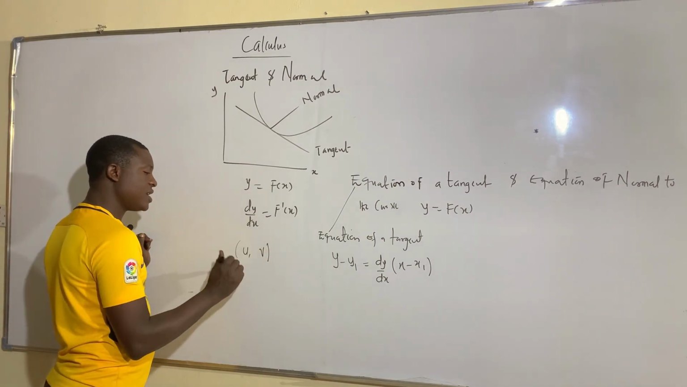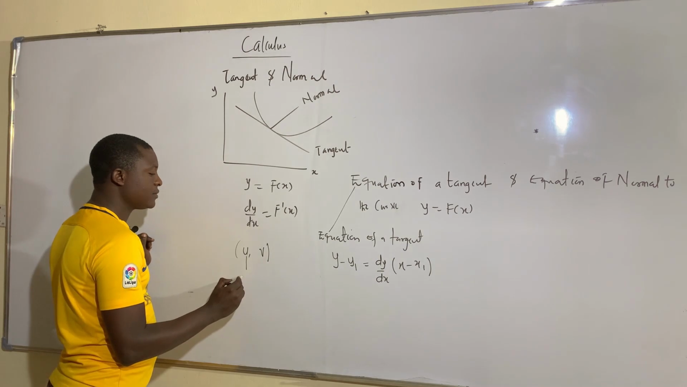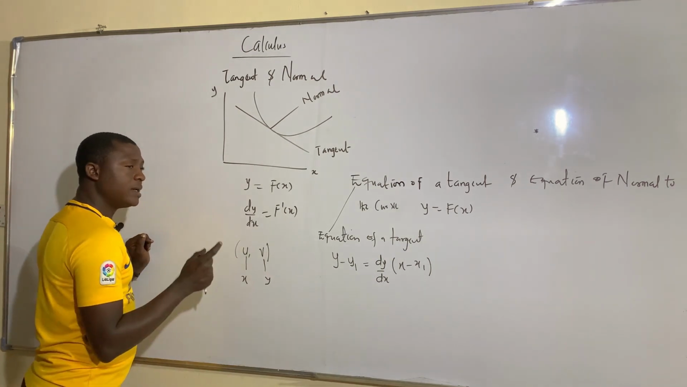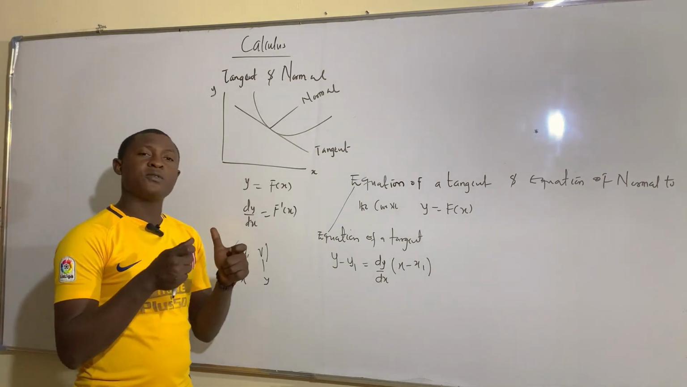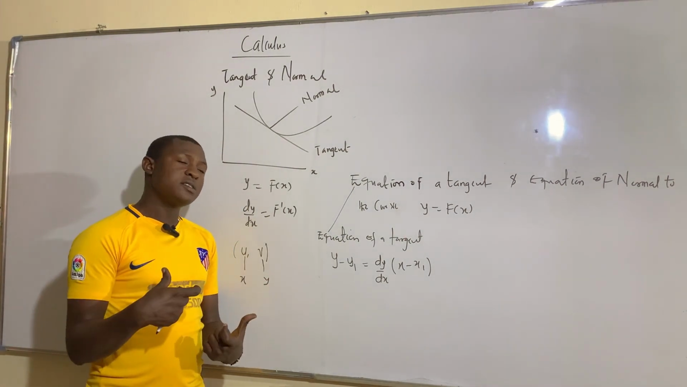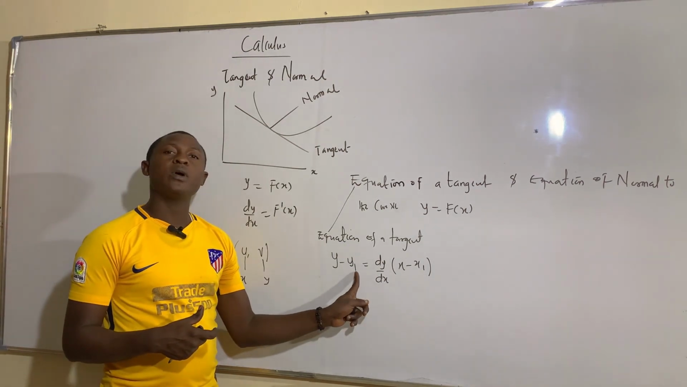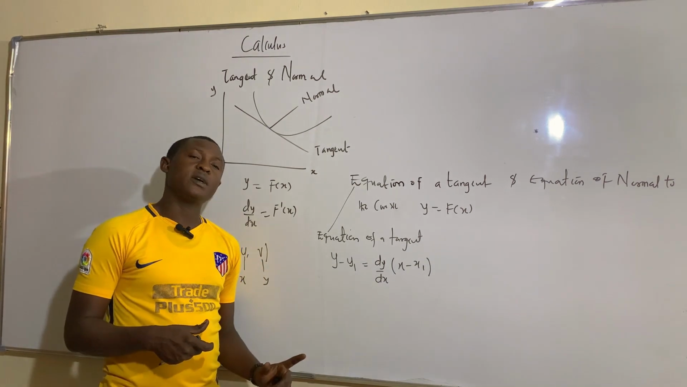As I told you, anything they put here is for x, and whatever they put here is for y. So now, in that particular problem, I will firstly find the gradient. Then after getting the gradient, I will find the equation of a tangent, since from there we have my y1 and at the same time we have my x1.